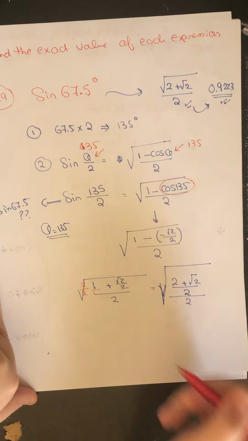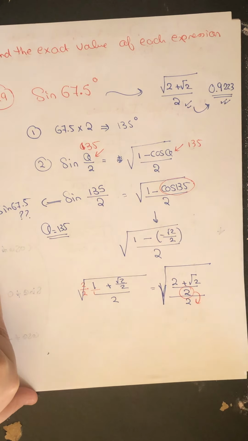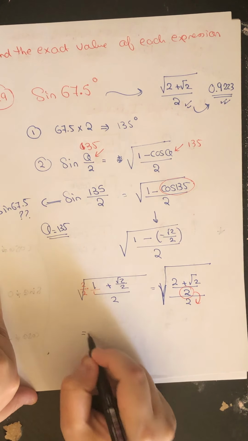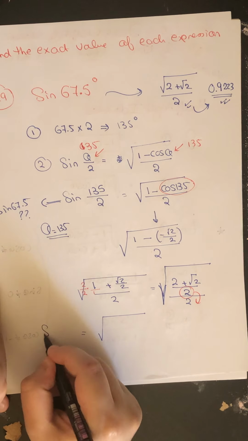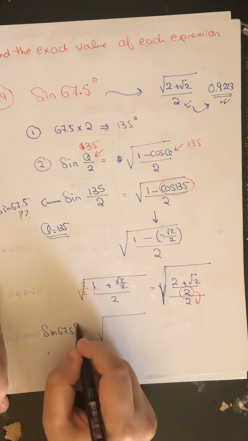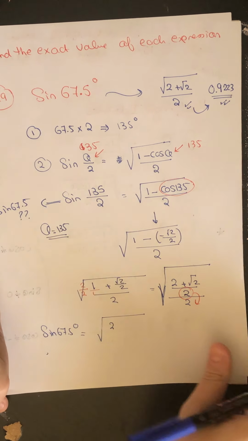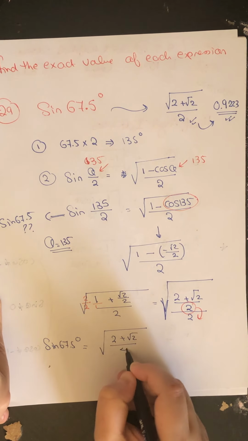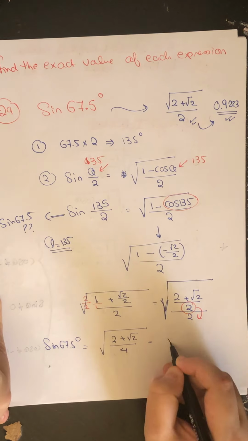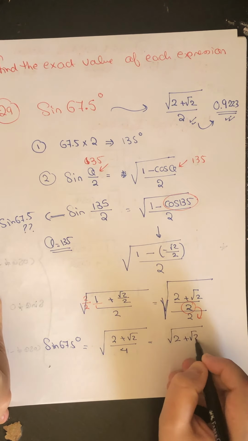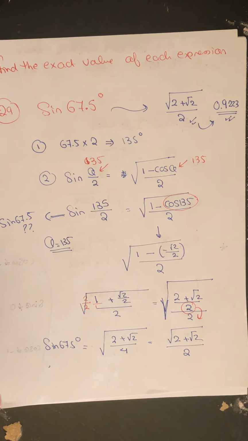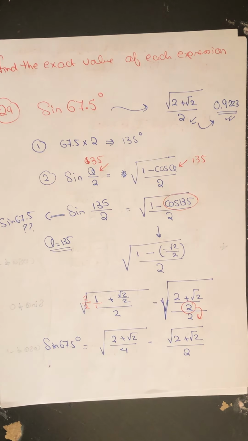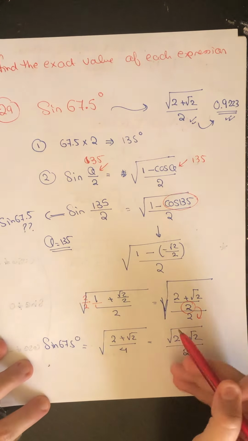Okay, what's my next step? My next step is to drop the 2 down as a multiplication. So your final answer for sine 67.5 degrees is root of 2 plus root of 2 over 4. Okay, but I know the root of 4, so I can leave it like this: root of 2 plus root of 2 over 2. And it's not plus or minus because it's already in quadrant 1. And this is the final answer for it.